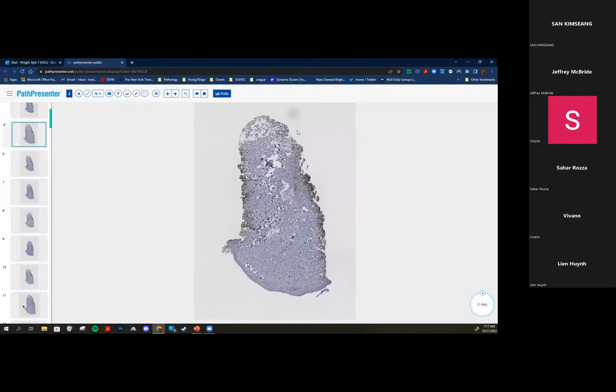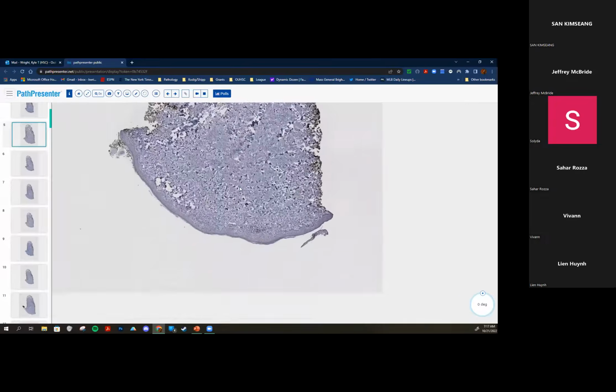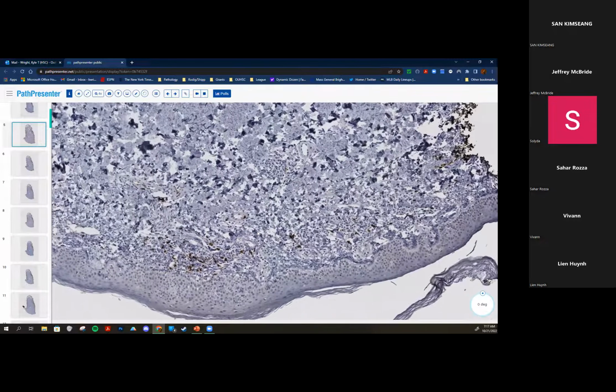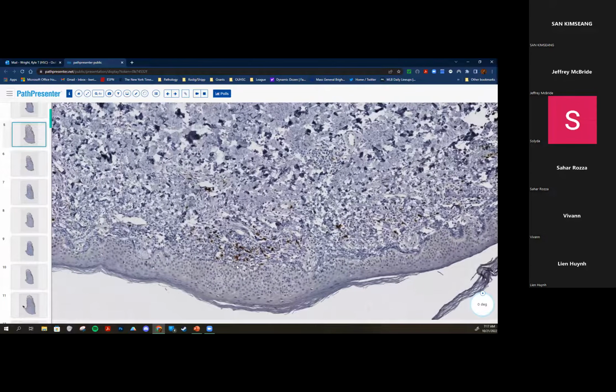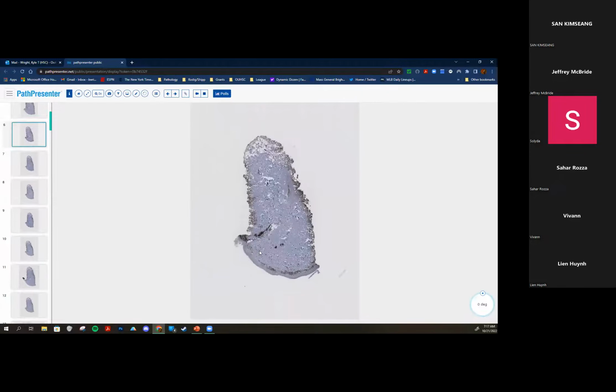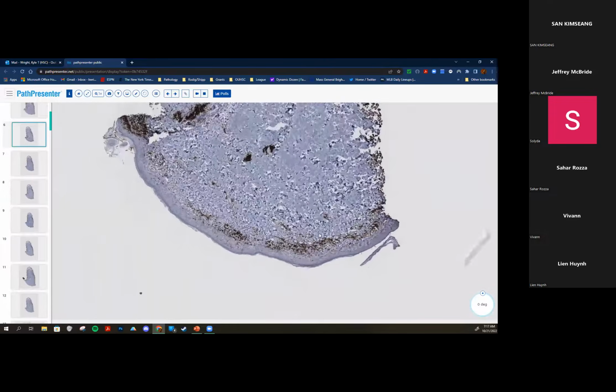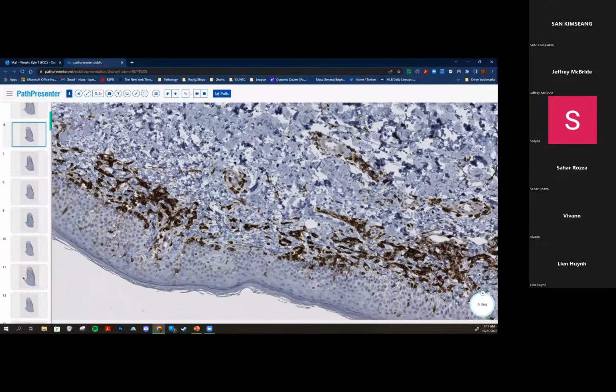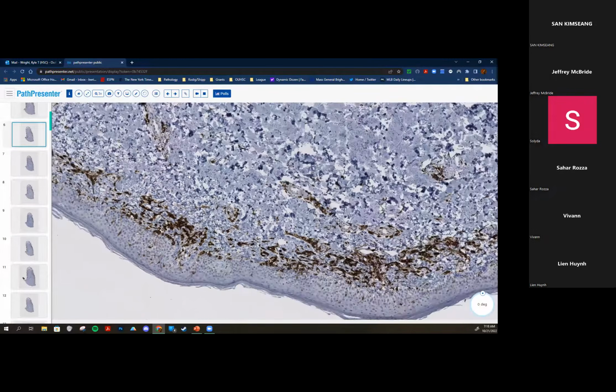This is a CD20. So you can see very, very few B cells, very rare. So that infiltrate is almost entirely composed of T cells, very few B cells. T cells, this is a CD4. You can see that the cells are positive for CD4, including some of those cells that are getting up and into the epidermis here.